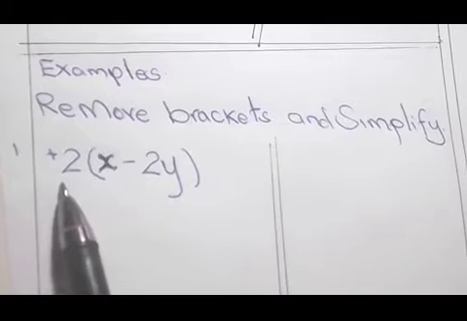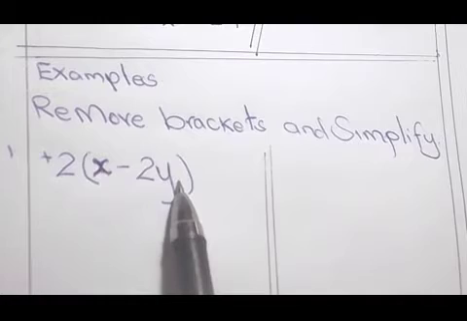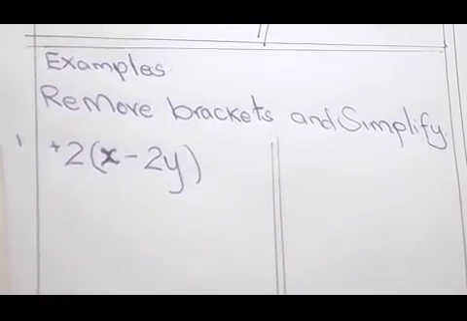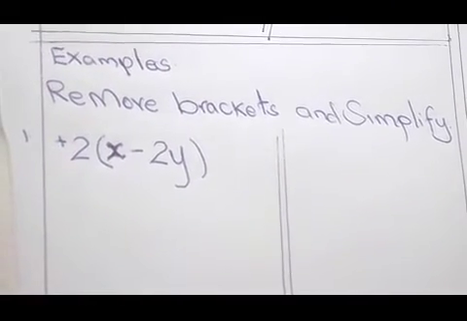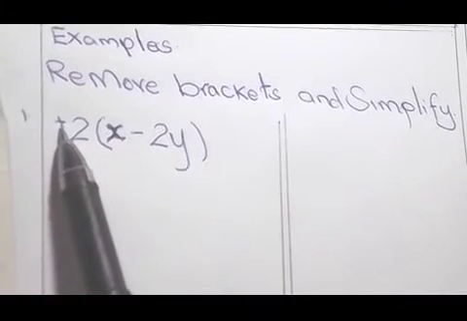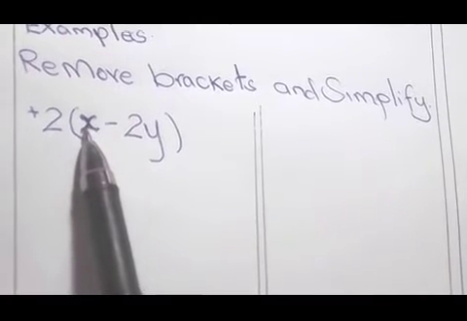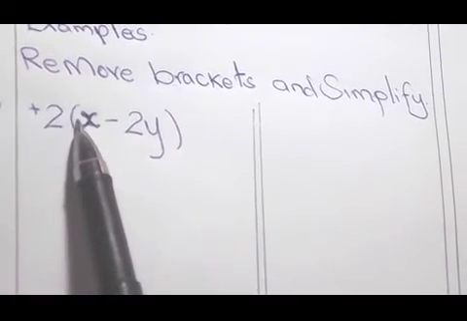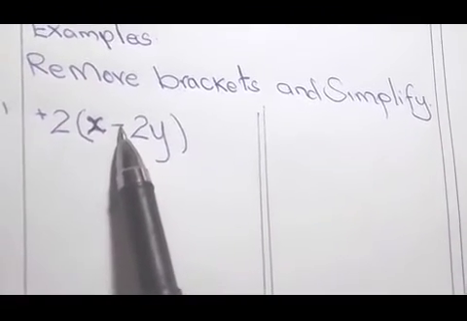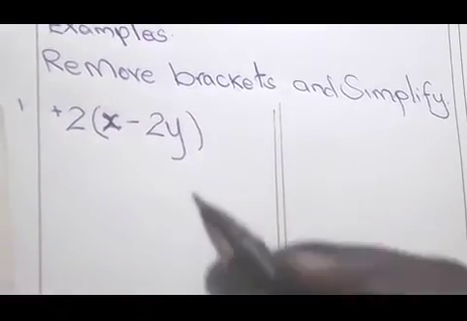1. Positive 2 into x minus 2y. Remember, this x minus 2y is enclosed in the brackets. So how do we remove the brackets? Using the knowledge we've learned above, when we multiply a positive times a positive, in this case, x is a positive because it doesn't have any sign. And then 2y takes which sign? A negative. Remember we said a number takes the sign before it. So let's go through that and see.